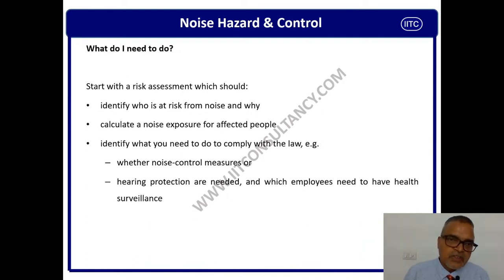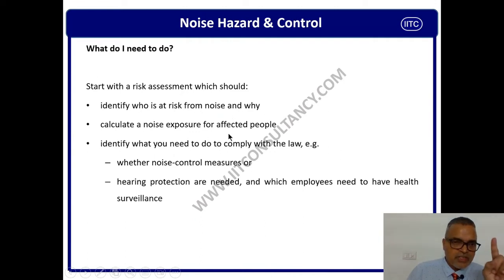What do I need to do if the noise is very high? Start with a risk assessment, which should identify who is at risk from the noise and why. This is our duty. You need to find out which are the noisy areas and who is at risk from the high noise and why.